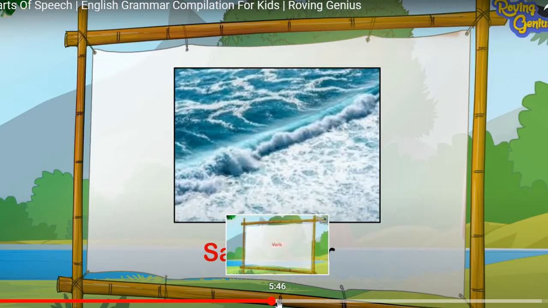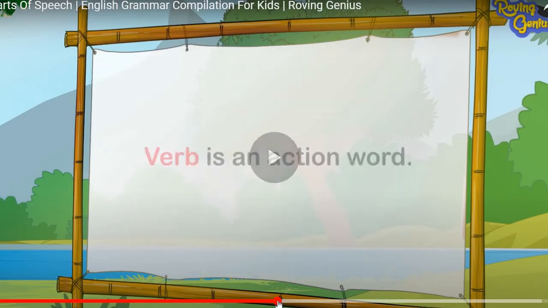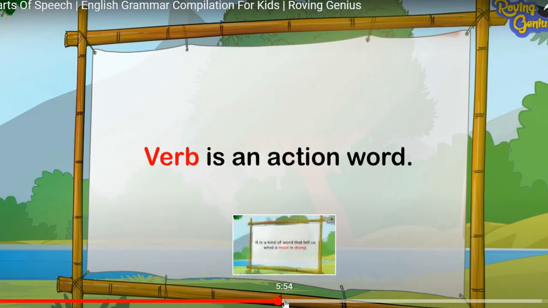Okay. The verb. What is the verb? The verb is a word, it's an action word. If you can do it, then you do it. If you do it, it's a verb. Remember this? So, the verb is an action word. When I am doing it, I'm doing an action.